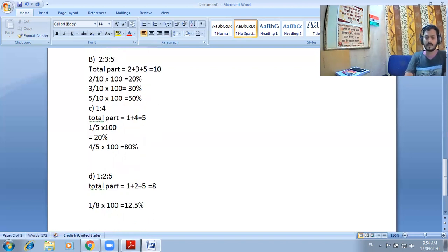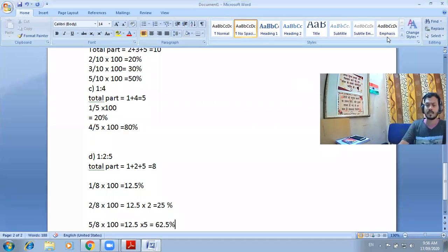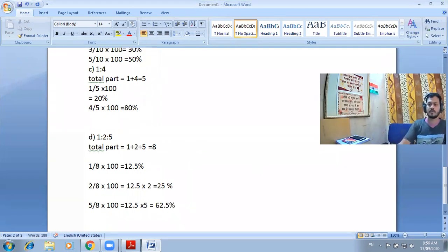Then 2 by 8. Similarly, we can calculate the percentage of 2 from 8 and 5 from 8. So you can see here their percentages become 25 percentage and 62.5 percentage. Then move to the next question, the third.